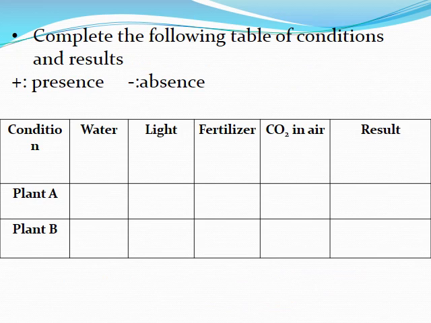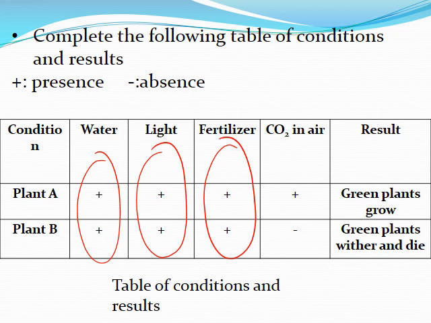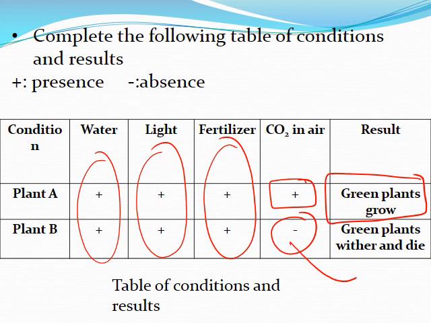so the plant becomes smaller and somewhat yellow in color. Complete the following table. You have to complete that both of them contain water, both contain light, both contain fertilizers, while A contains CO2, the second has no CO2. Green plants in normal conditions grow normally, while in abnormal conditions, in the absence of CO2, the green plant will wither and die.